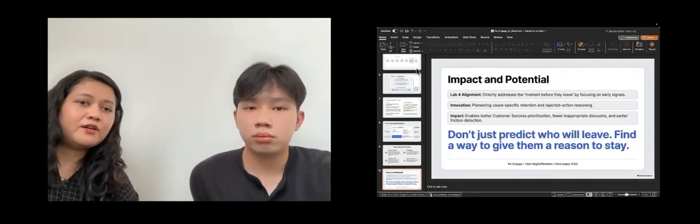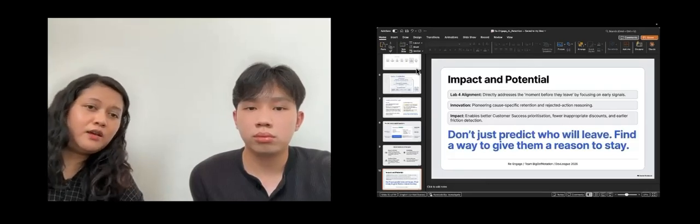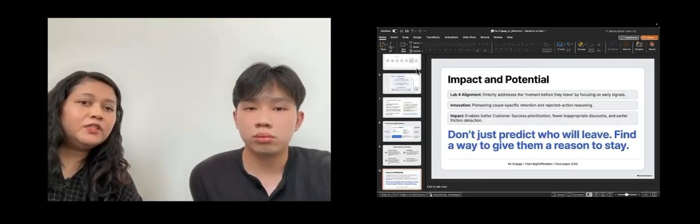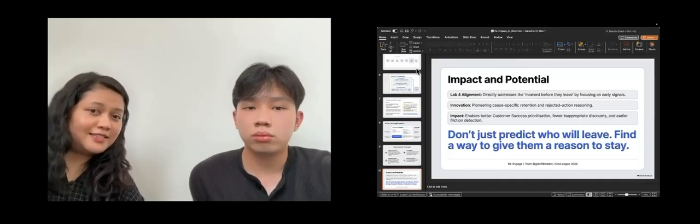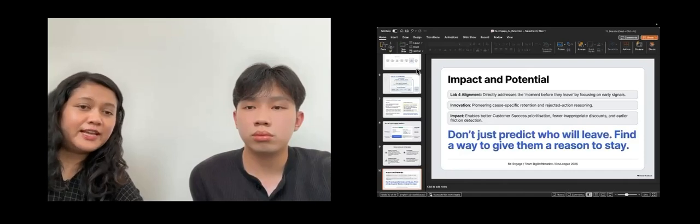So the impact that we are trying to bring into the real world is to enable better customer service success, fewer inappropriate discounts, and earlier friction detection.